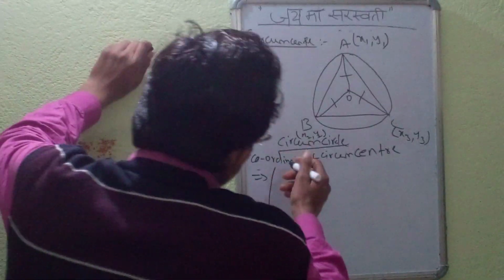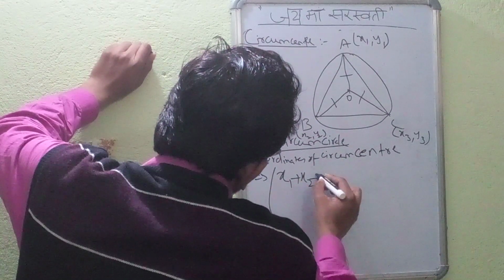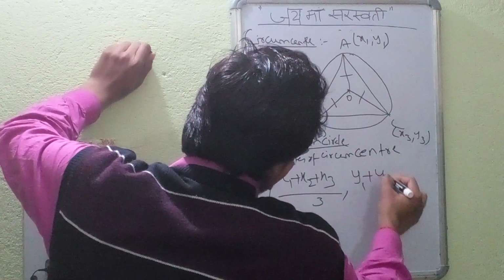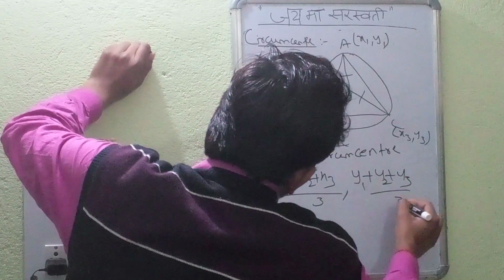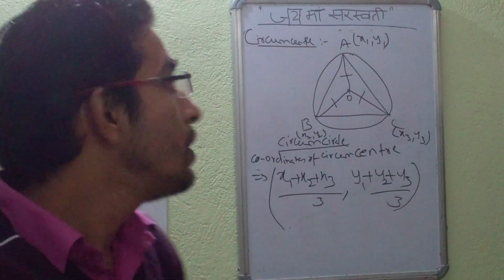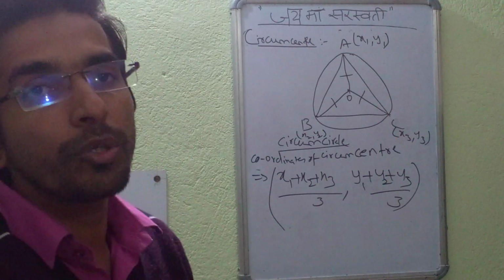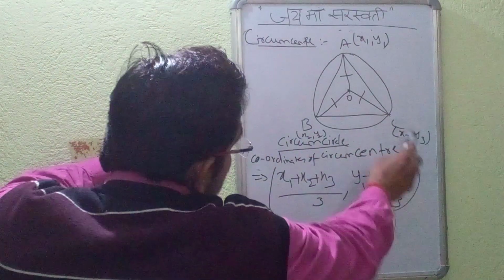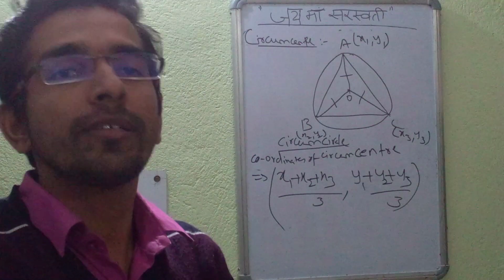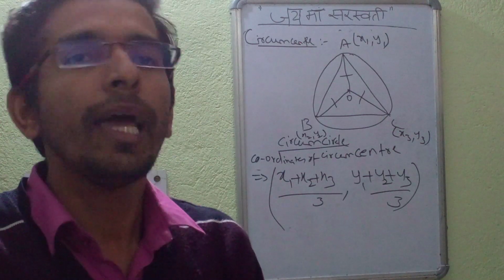Then we can use the respective formula. The coordinates of the circumcenter will be (x1 plus x2 plus x3) by 3, and for the y coordinate, (y1 plus y2 plus y3) by 3. So this is the coordinate of the circumcenter that we had already found out. If the coordinates of A, B and C are (x1, y1), (x2, y2) and (x3, y3), we can use this formula for calculating the circumcenter.